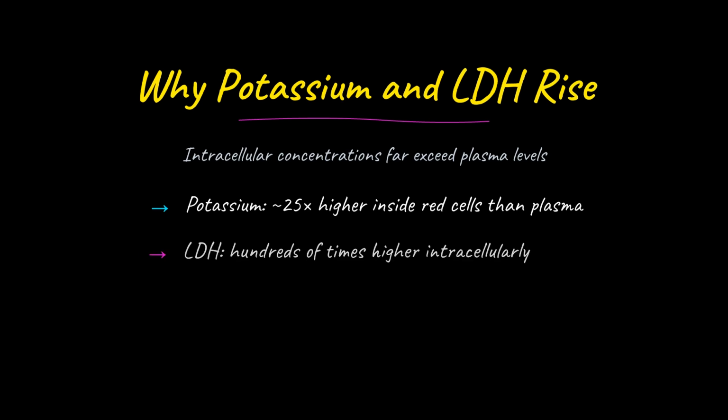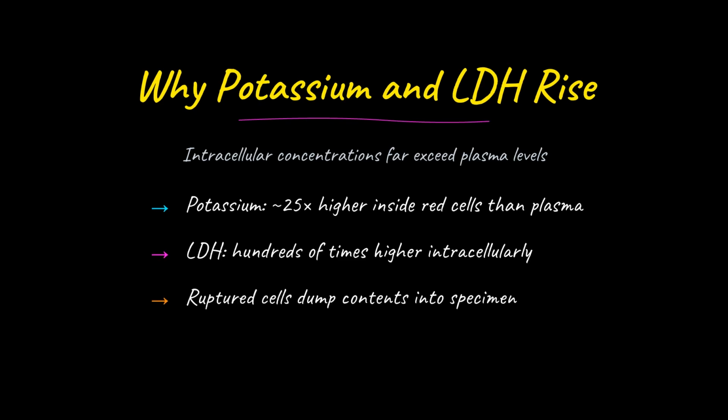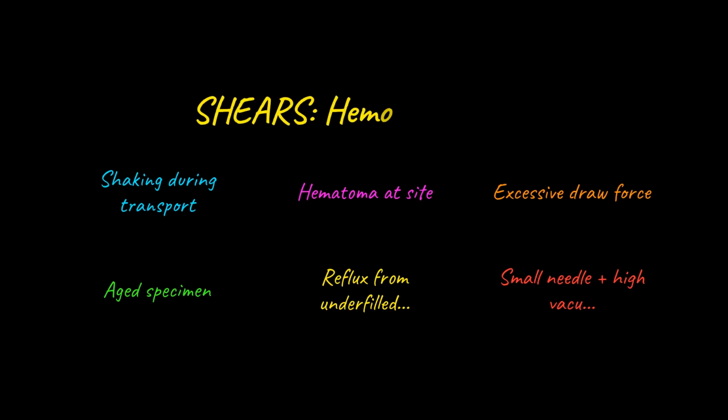Potassium sits at roughly 25 times the plasma concentration inside red cells, and lactate dehydrogenase at hundreds of times. When cells rupture, those intracellular contents mix with the plasma and falsely elevate the reported values.